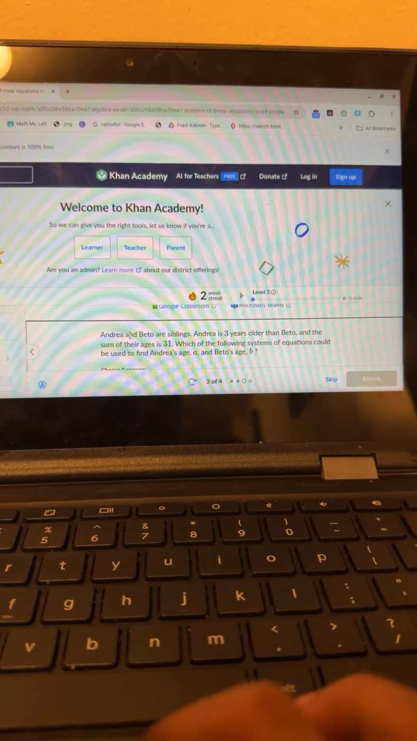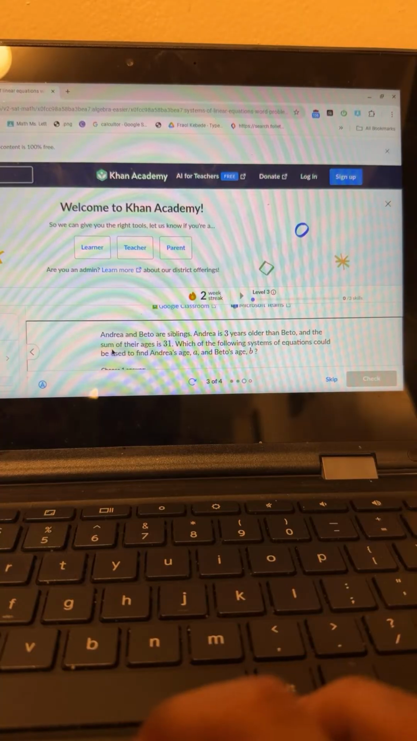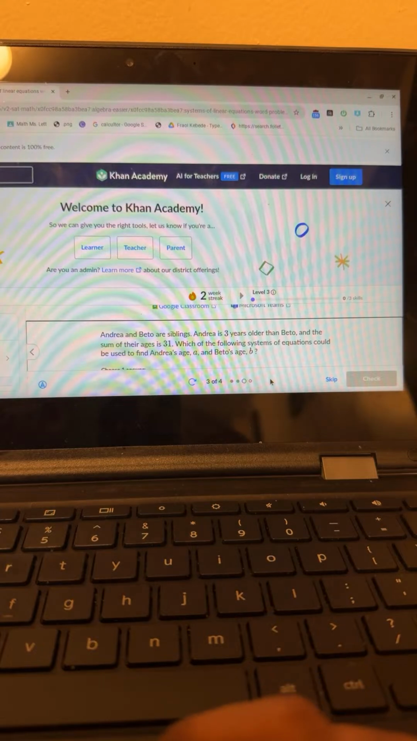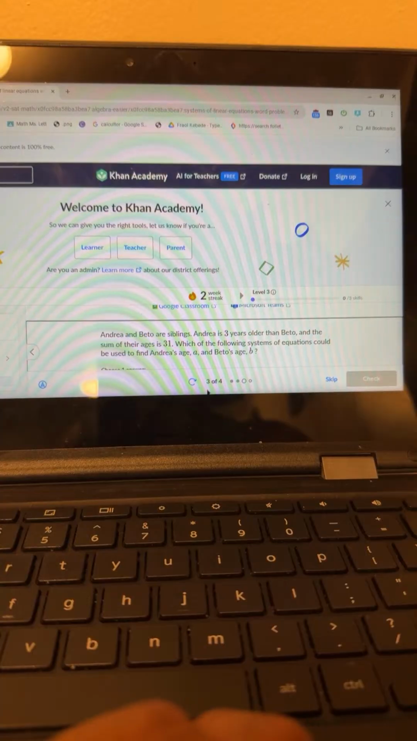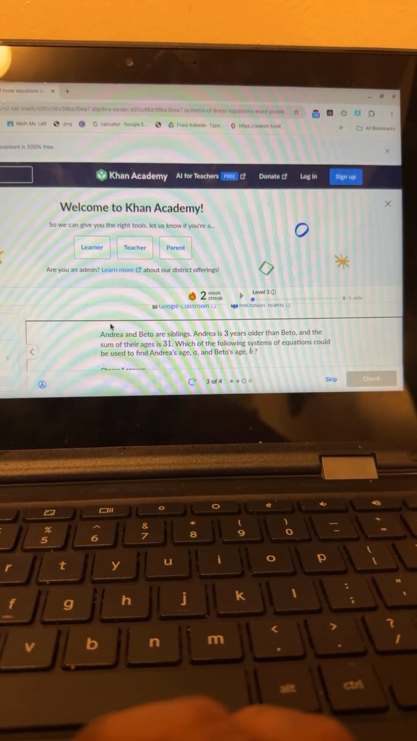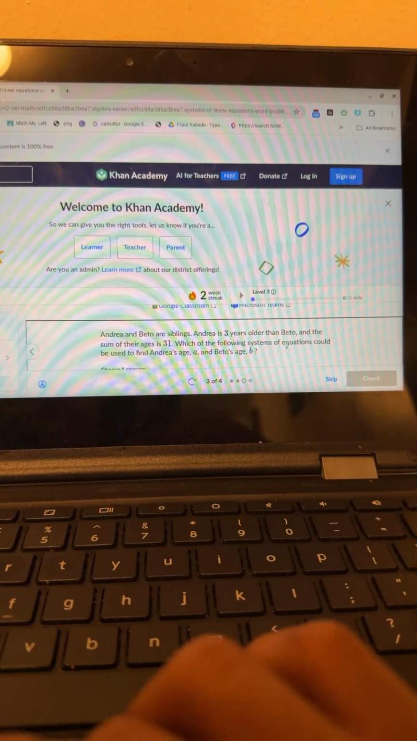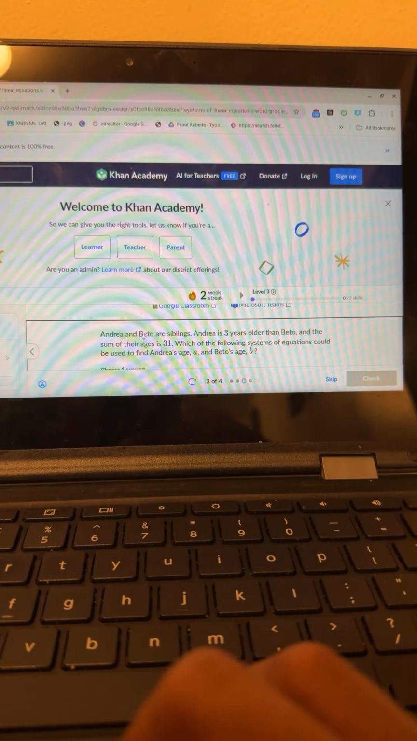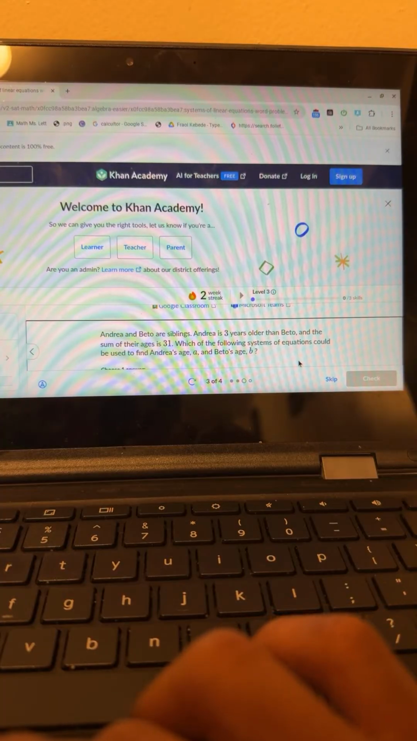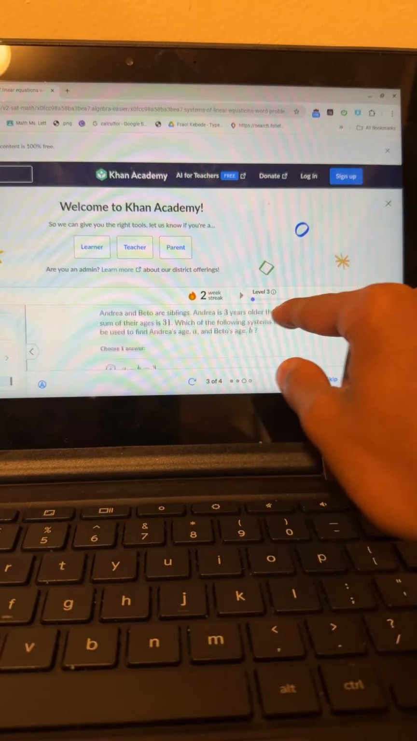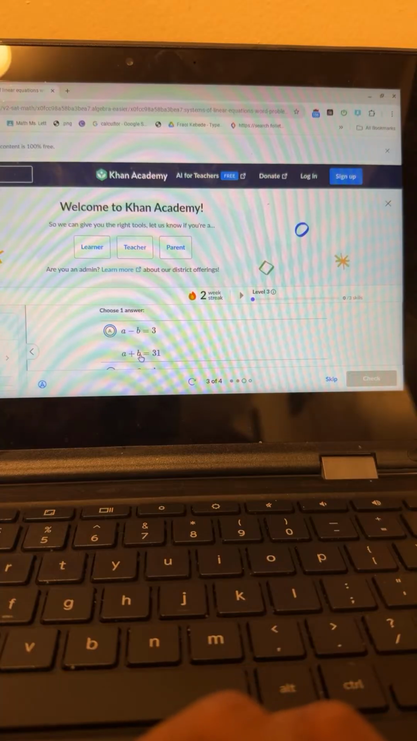Andrea and Bento are siblings. Andrea is 3 years older than Bento, and the sum of their ages is 31. Which of the following systems could be used to find Andrea's age? A minus B equals 3. A plus B equals 31.